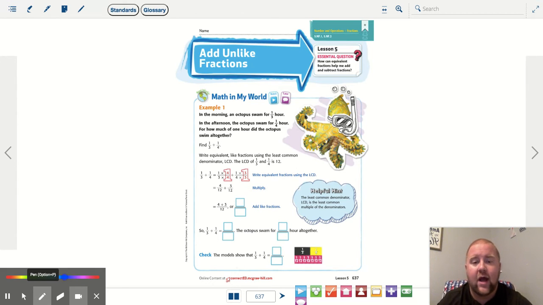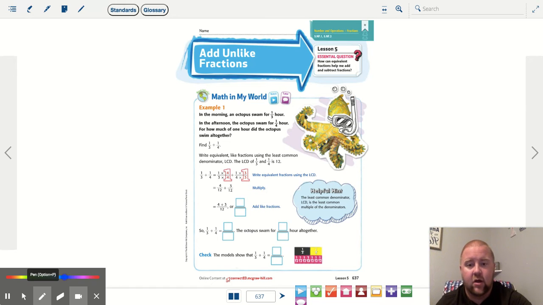It says, in the morning, an octopus swam for 1/3 hour. In the afternoon, the octopus swam for 1/4 hour. For how much time of 1 hour did the octopus swim all together? So we're going to be adding 1/3 and 1/4. In order to add them, you need to find a common denominator, all right? So in the past, we've used the least common multiple to find the common denominator. You could do that, or you could just simply find a common multiple. All right, but then you might have to simplify as well.